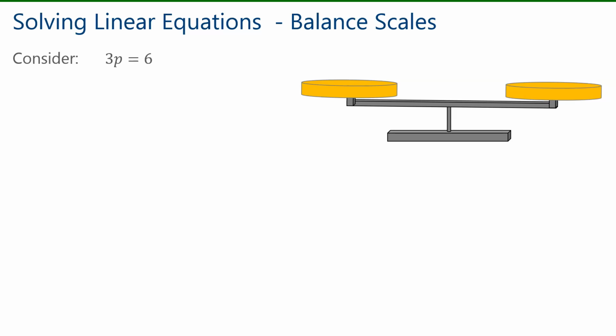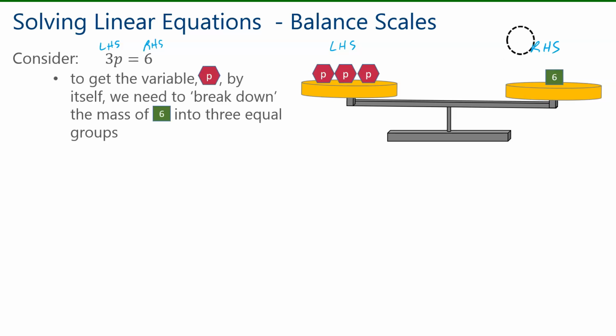Second example, 3p equals 6. On the left-hand side of our equation, we have 3 hexagons. And on the right-hand side, we're going to have a mass of 6. So I put a p inside of each hexagon to represent the 3p. And a mass of 6 is on the right-hand side. Our goal here is to get one hexagon, 1p by itself.